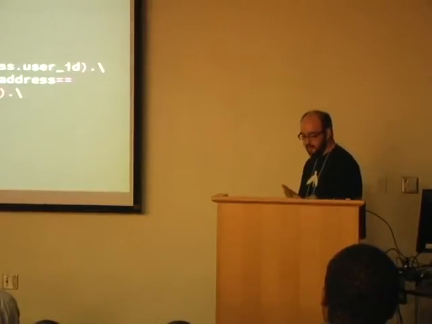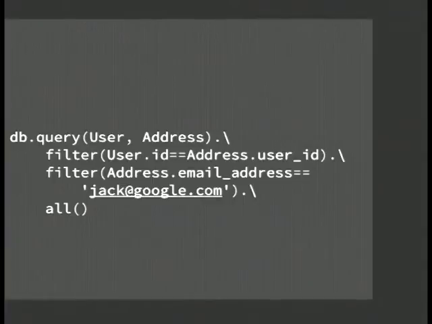So let's look at a query involving relationships. Here again, I'm using the query directly off the session. I'm basically telling it, I want you to query users and addresses. I want you to filter it where the user ID matches the address user ID. I want you to filter it where address email address equals this guy. And I want you to return me all the records that match that.